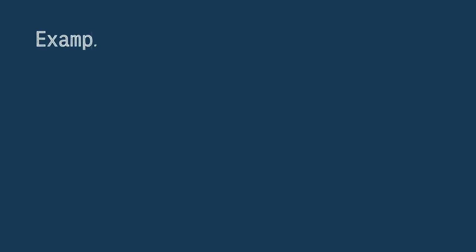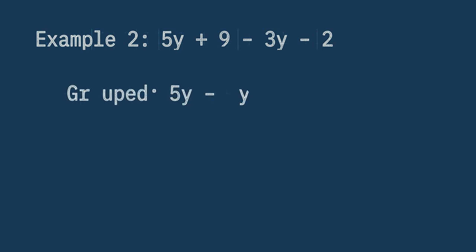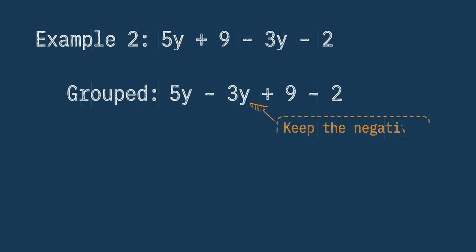Now example 2. 5y plus 9 minus 3y minus 2. Group the like terms. 5y minus 3y plus 9 minus 2. Be careful here. The term is negative 3y, not plus 3y.